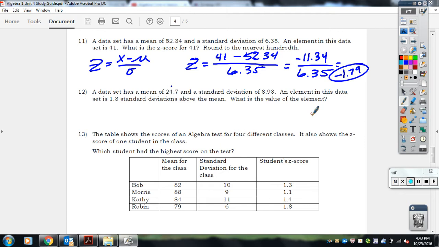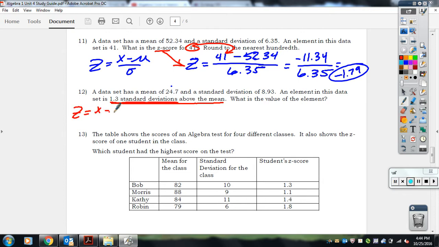Number 12, a data set has a mean of 24.7 and a standard deviation of 8.93. An element is 1.3 standard deviations above. What's the value? Now this is different than the last one. That one gave us the element and was looking for the z-score. This one says it's 1.3 standard deviations. That is not the x. This is the z-score. The number of standard deviations away is the z-score.